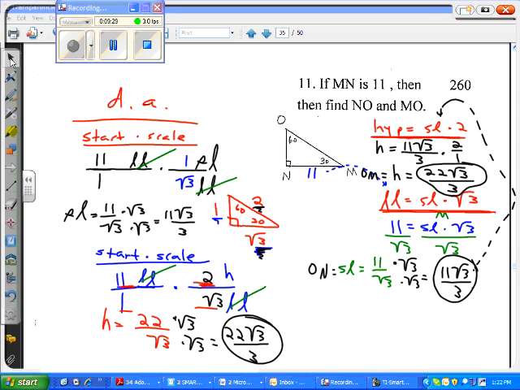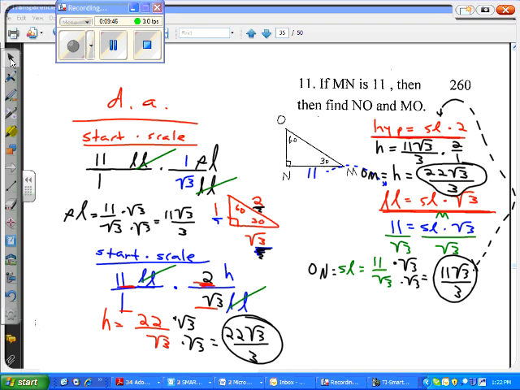Any questions on 30-60-90, 45-45-90 triangle rules? We should memorize the things in red, the formulas, and the basic scale model. Okay?